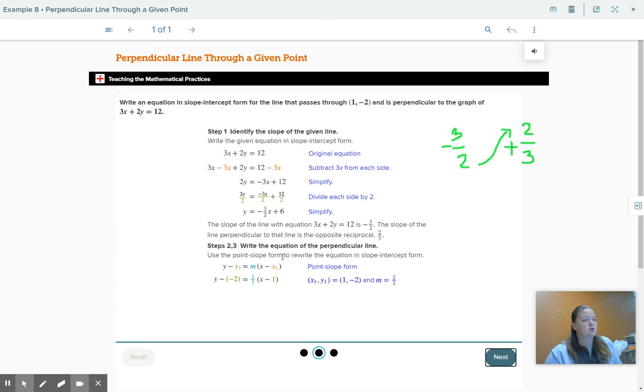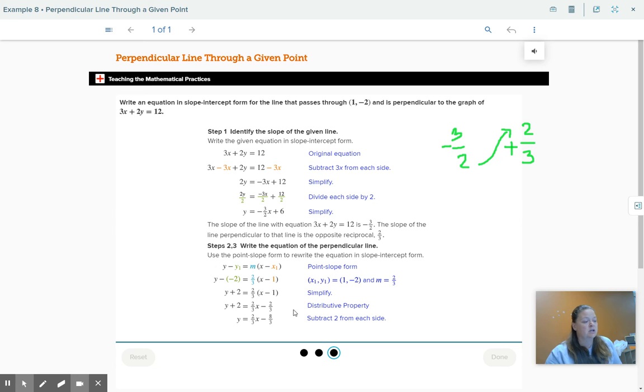We're going to use the point-slope form to come up with our equation because we have our slope and we have a point. So we plug in (1, -2) for (x1, y1). We plug in 2/3 for the slope. And we start simplifying. So that's going to give us y + 2 = 2/3(x - 1). Distribute that 2/3. In this case, the 2/3 is getting multiplied by x and by -1. Not hard to multiply by 1 each time. So we leave it as a fraction. y + 2 = 2/3x - 2/3.